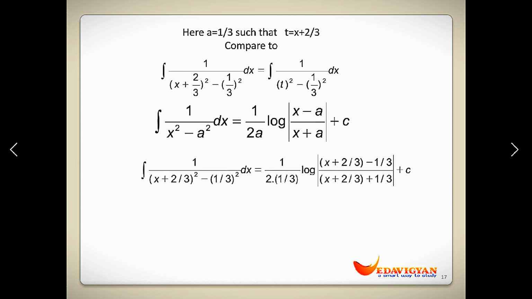Integral 1 by (x plus 2 by 3) whole square minus (1 by 3) whole square dx is equal to 1 by a value, 1 by 3, log modulus of (x plus 2 by 3 minus 1 by 3) by (x plus 2 by 3 plus 1 by 3). This is the final resultant solution.